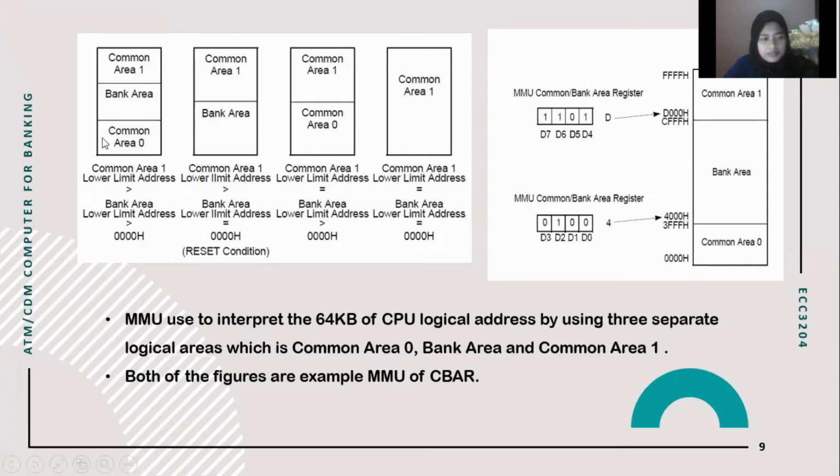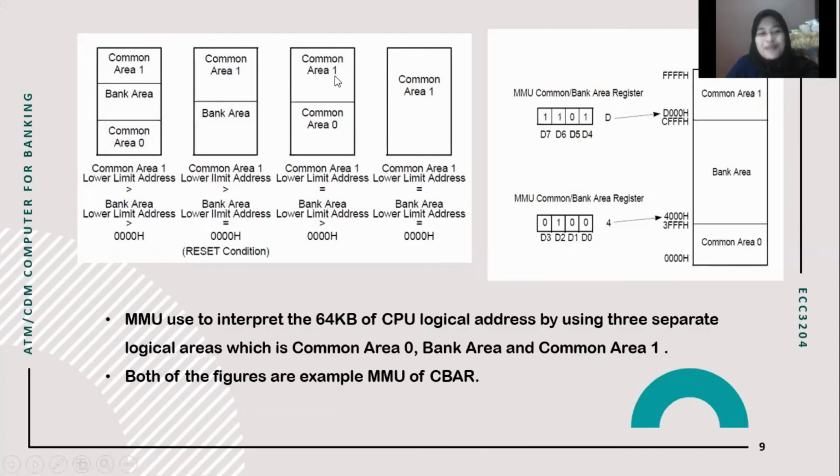So for the first figure, for the first block memory, if the common area 1 and bank area are greater than 0, it will have three logical areas, which are common area 1, bank area, and common area 0. For the second block memory, if the bank area is equal to 0, which is the reset condition, it will not include common area 0.